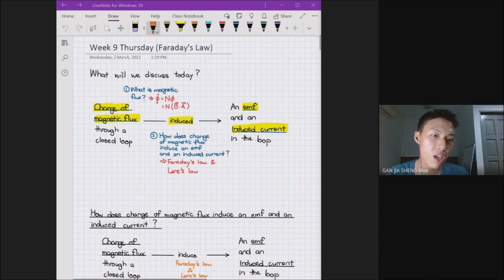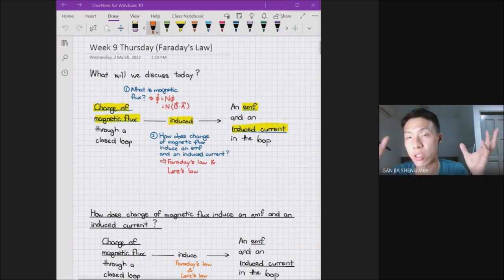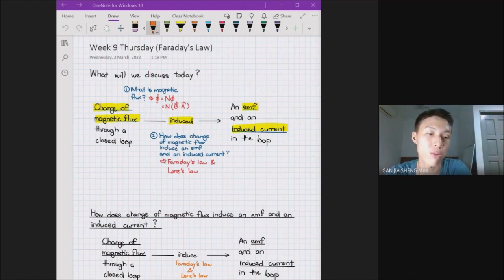Okay, so again, if we come back to the main concept of this Chapter 5, it says that the change of magnetic flux through a closed loop is going to induce an EMF and an induced current in the loop. So we have already studied what magnetic flux is. Now we are going to study how the change of magnetic flux induces an EMF and a current. Okay, so the relationship between the change of magnetic flux and the EMF or the induced current can be described by Faraday's law and Lenz's law.